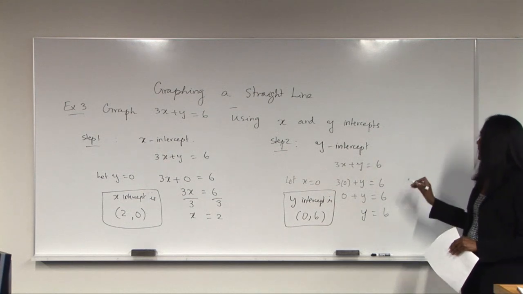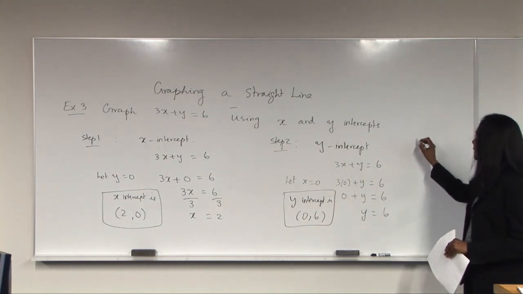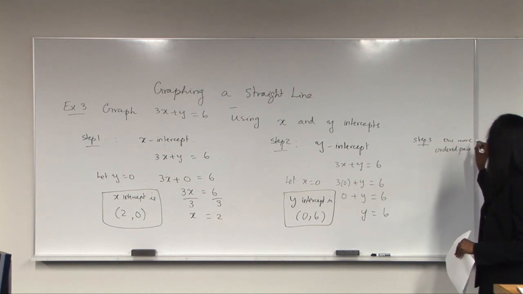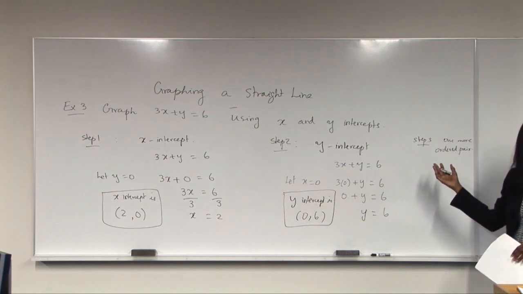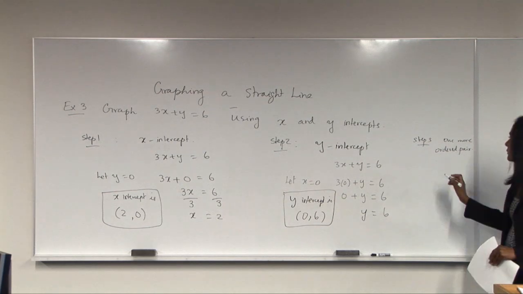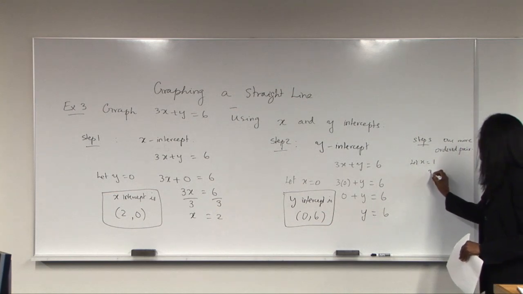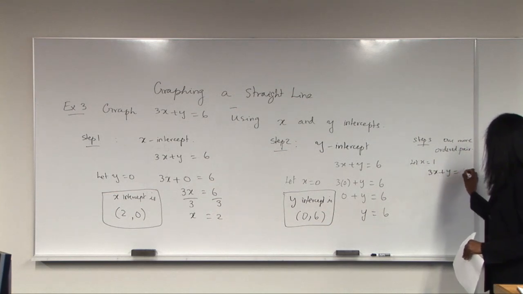So let's find out another point, just a checkpoint. So step number 3, one more ordered pair. Let's find one more ordered pair. So we can give any value for x and find the value of y. So let x is equal to 1, and let's use the equation again to find your y.